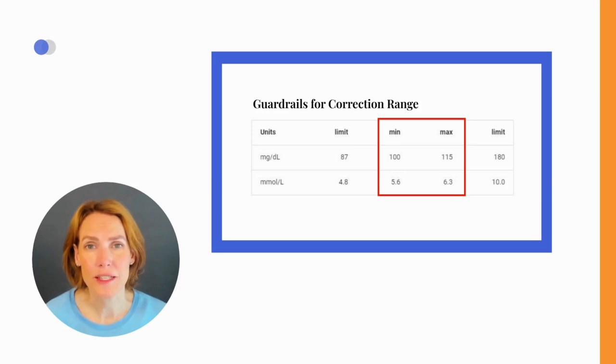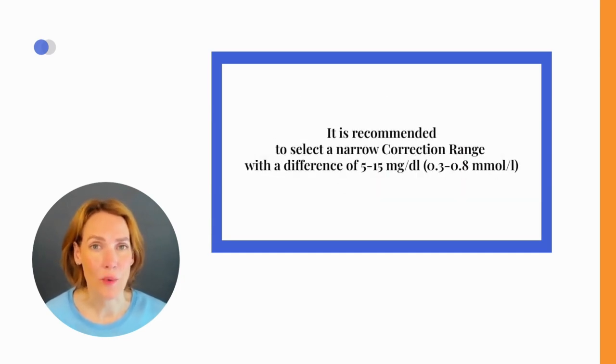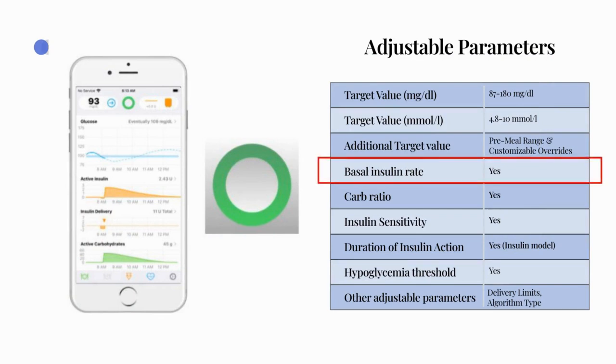When defining the correction range, users have the option to choose a single target value or a range. If you choose a range, it is generally recommended to select a narrow range with a difference of 5 to 15 mg per deciliter or 0.3 to 0.8 millimole per liter. The basal insulin delivery rate can be adjusted at 30-minute intervals. Users can set the carbohydrate ratio that determines the amount of insulin needed to cover a specific amount of carbohydrates consumed, and the insulin sensitivity factor. This parameter defines how much 1 unit of insulin is expected to lower blood glucose levels.